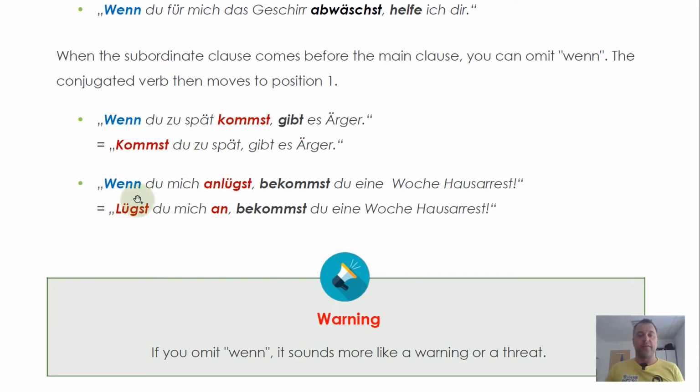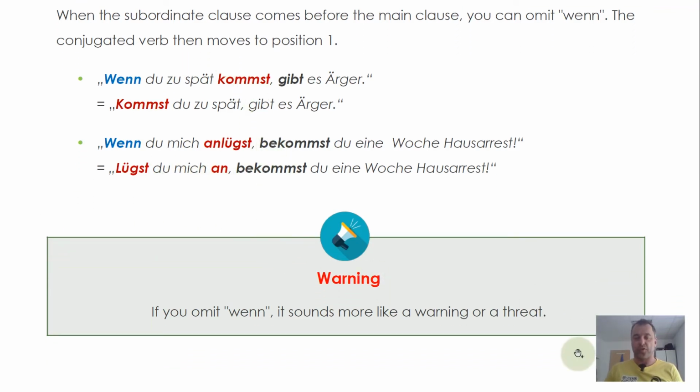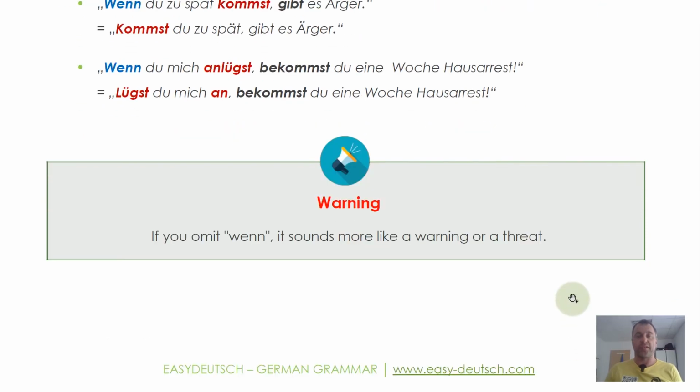And same here, wenn du mich anlügst, bekommst du eine Woche Hausarrest. If you lie to me, you will be grounded for 1 week. Lügst du mich an, bekommst du eine Woche Hausarrest. Same here. This is much more like a warning or a threat. That sounds much more aggressive than the first version. This is only possible with conditional clauses. So pay attention here. That's very special about the word order and conditional clauses.